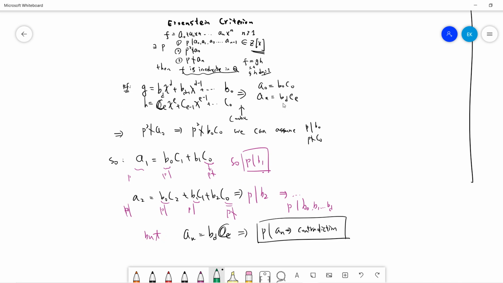But we know that an is bd times ce. So p divides bd, so p divides an. But this contradicts our assumption.